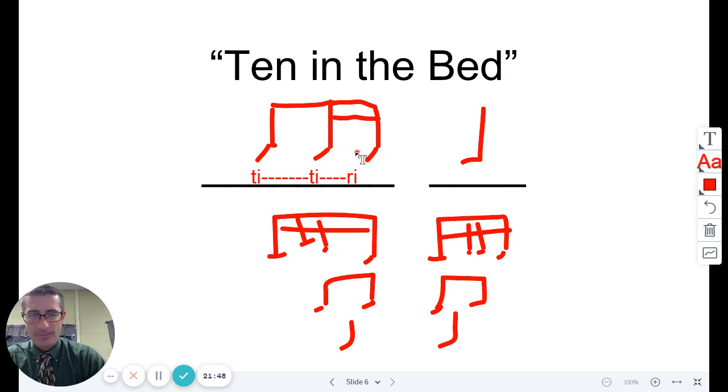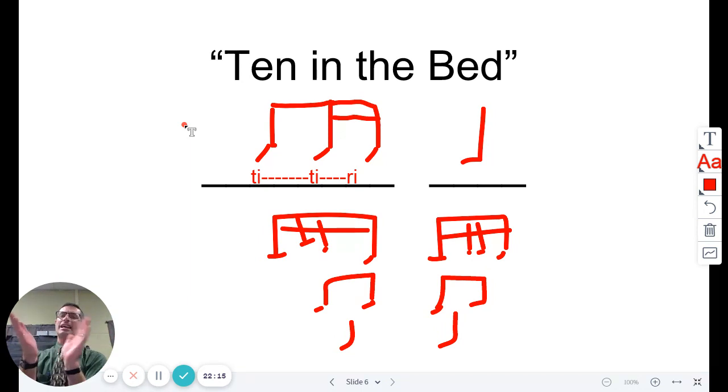T Teary. Now put it together and it goes T Teary Ta. Everybody say T Teary Ta. T Teary Ta. Now say 10 in the bed. 10 in the bed. Go 10 in the bed. Say 10 in the bed. In the bed. Go tee-teary-ta. Tee-teary-ta. One more time. Go tee-teary-ta. Tee-teary-ta. So this is a new combination of these different notes getting put together into a new combination.